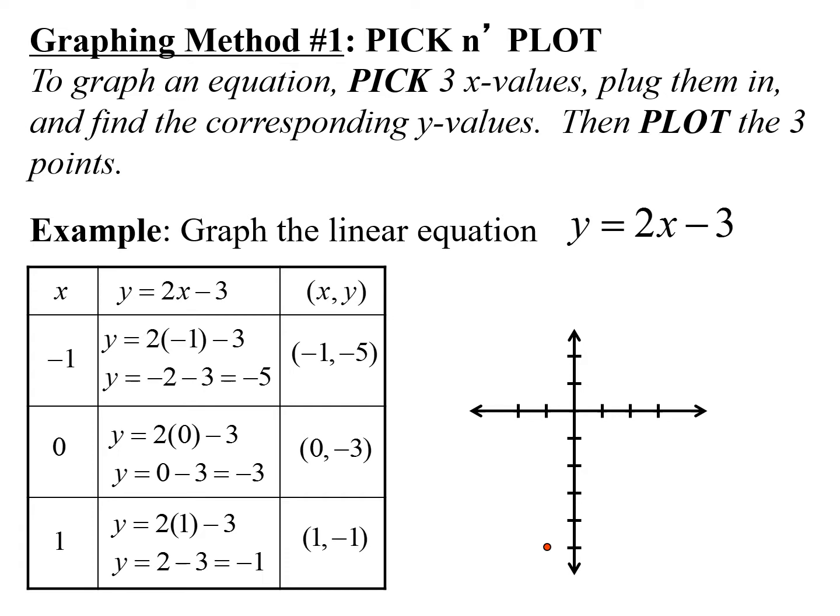Next, we have the point 0, -3. 0 for x means I do not move horizontally. -3 for y means I move down 3. So my y-intercept is at -3. For the last point, it's at 1, -1. 1 for x means move to the right 1 value, and then -1 for y means move down 1 space. So we take our ruler, line up the 3 points, and draw a line.